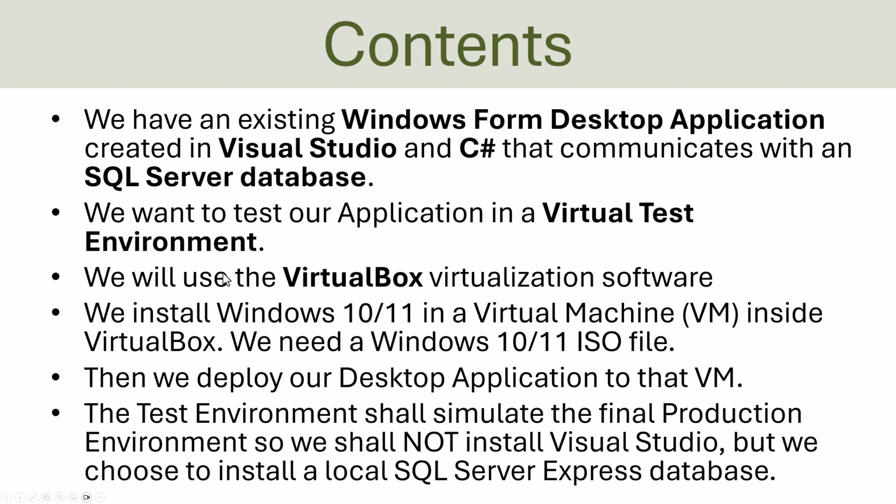We will create a virtual test environment using the VirtualBox virtualization software. Then we will install Windows 10 or 11 in a virtual machine inside VirtualBox. In order to do that, we need to download and use a Windows 10 or 11 ISO file that we can download from the internet. Then we can deploy our desktop application in that virtual environment.